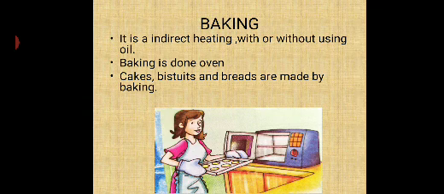In this session we are going to learn about the next method of cooking, which is baking. As you can see in the picture, a girl is keeping a tray of biscuits in an oven. In an oven we are not heating directly. It is an indirect method of cooking, with or without using oil. Baking is done in an oven. Examples: biscuits, cakes and breads are made by baking.